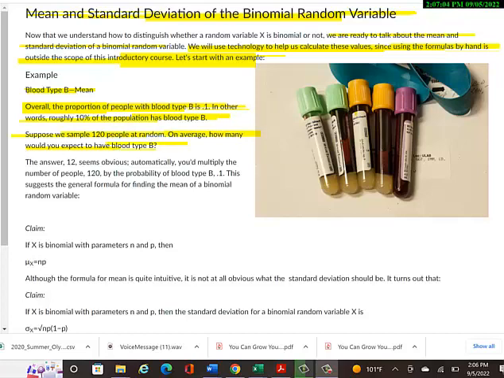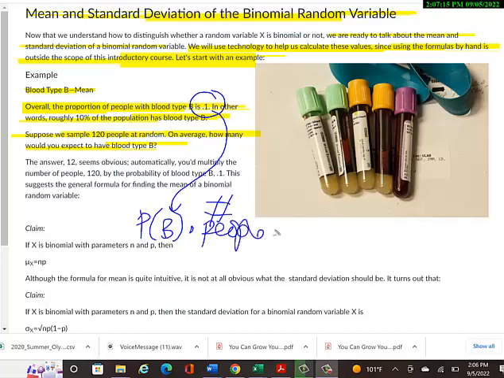So that we can calculate by just multiplying that decimal probability by the number of people. So the probability multiplied by the number of people that we're interested in will be 0.1 multiplied by 120. So it'll be 12.